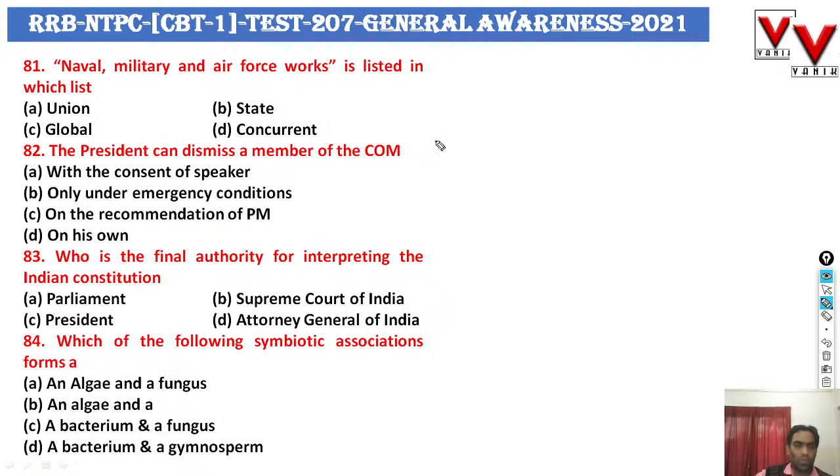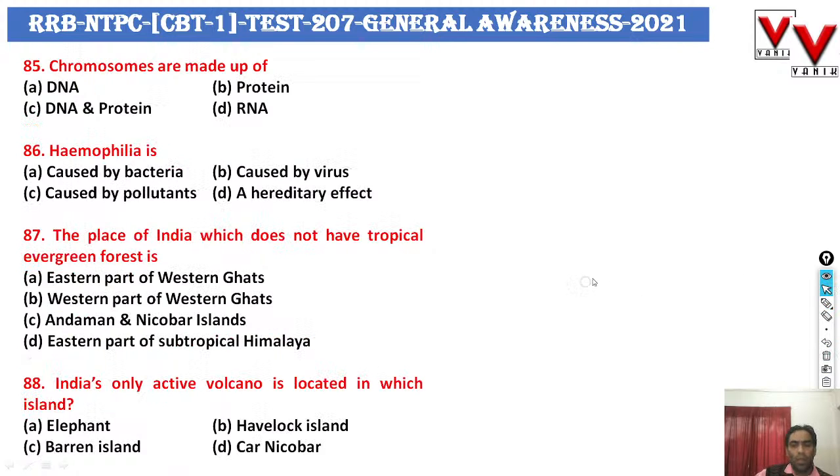Now the next question is the 84th, which talks about which of the following symbiotic associations forms. The science teacher will take care. Next is the 85th, chromosomes are made of. This is also the science part. Hemophilia is also the science part.